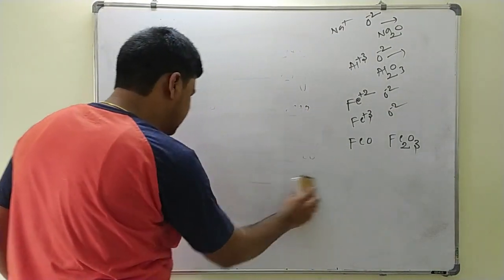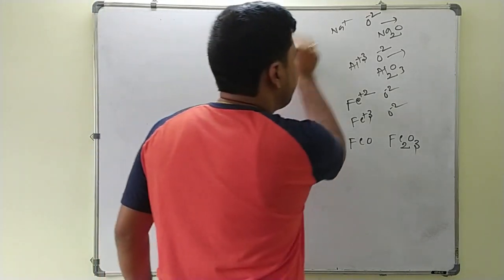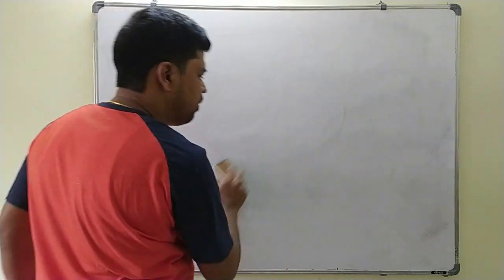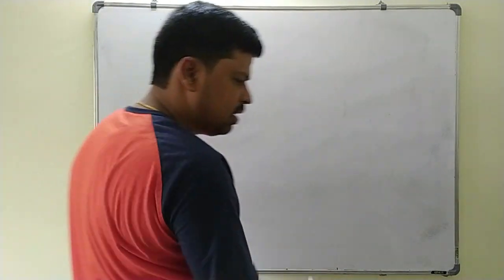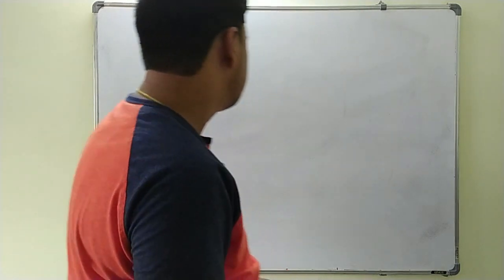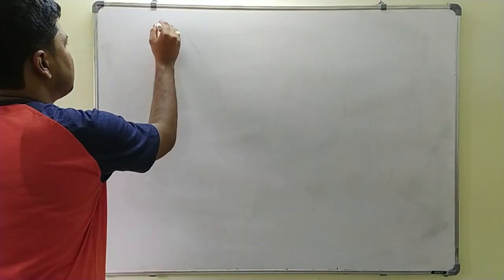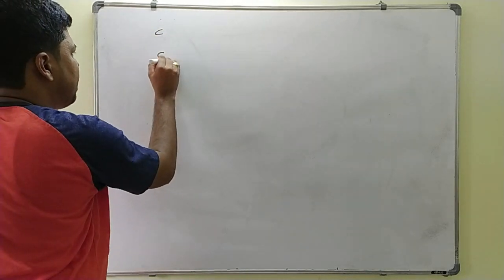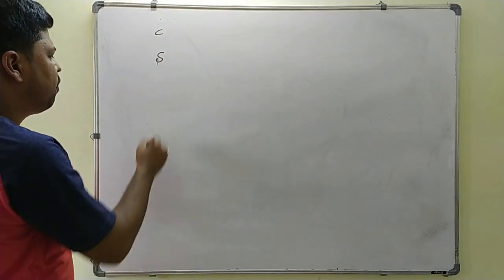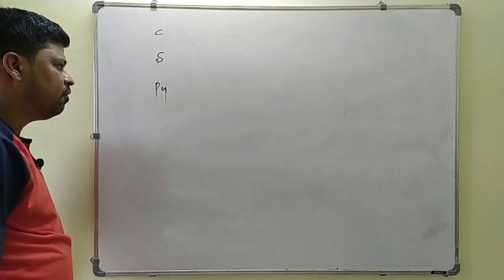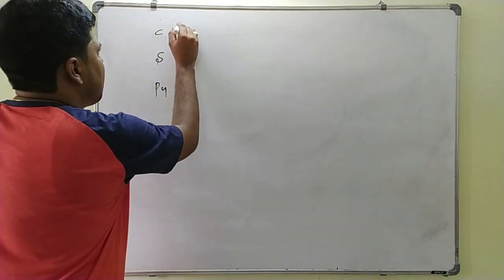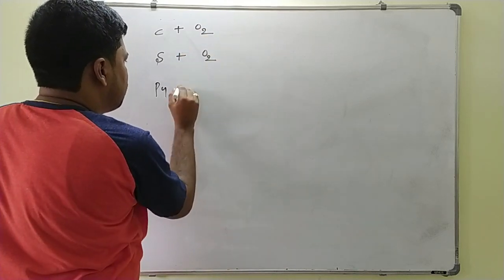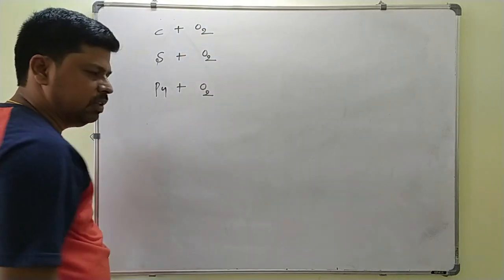And this oxygen, being highly electronegative next to fluorine, will show the negative oxidation state with some of the other non-metallic elements. We will write, suppose I take oxygen, that is carbon from group 14, and in group 16 you will take sulfur also. Next, in group 15, I will take phosphorus in the form of P4. Carbon combines with O2, sulfur also combines with O2, phosphorus also combines with O2 here.